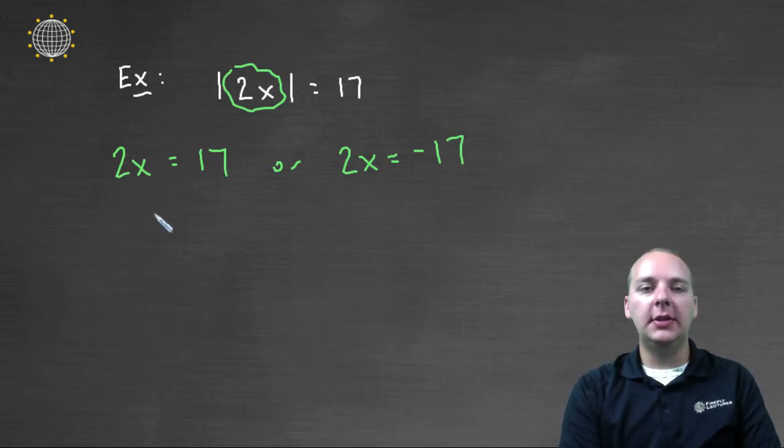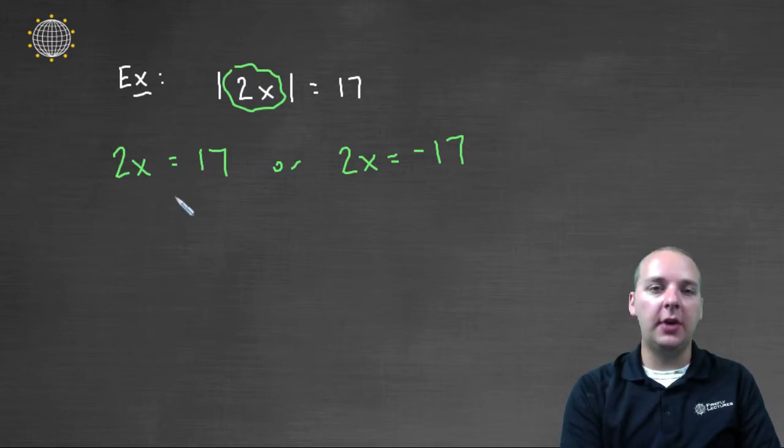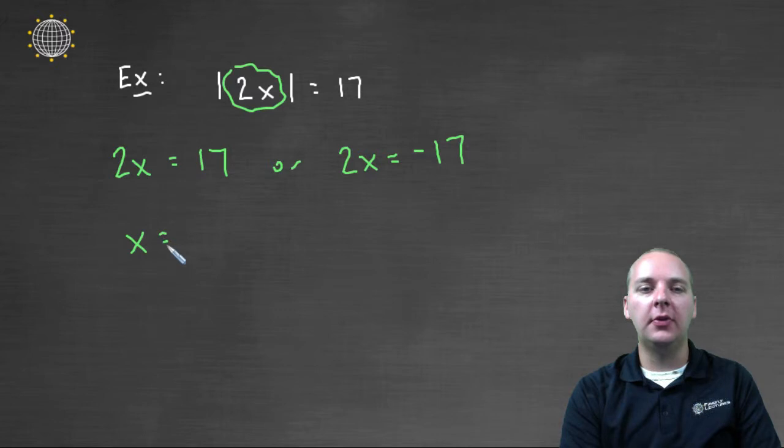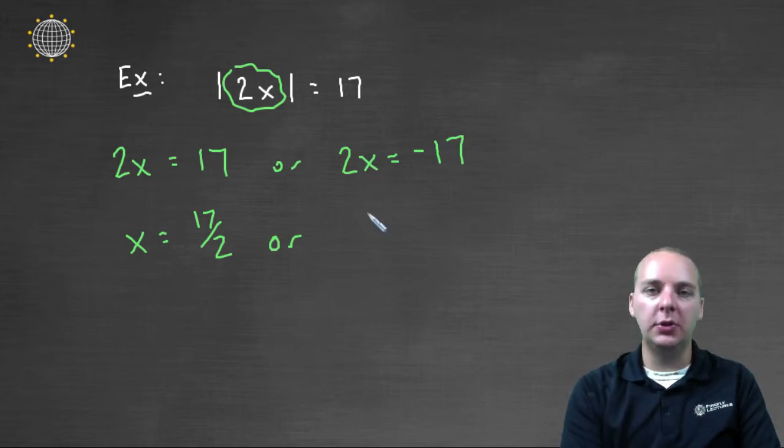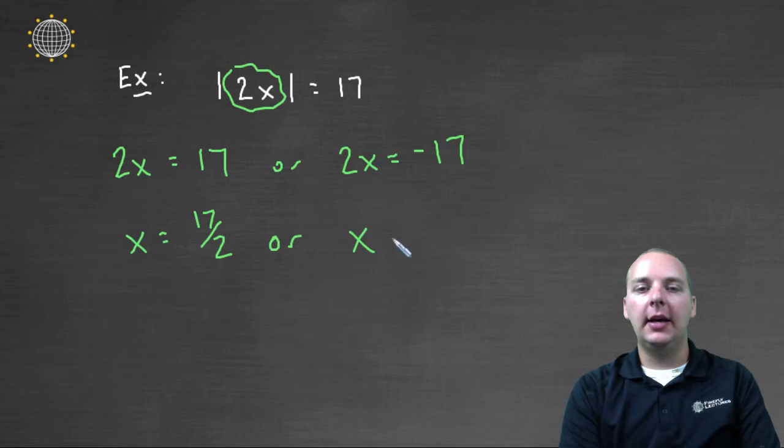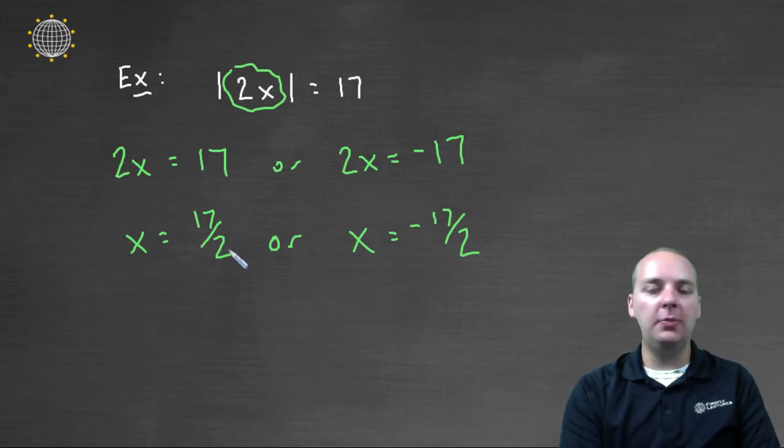So if 2x is equal to 17, well, this is a new equation that doesn't have absolute values, which makes it easier to solve. x would be 17 halves. And for the second equation, 2x equals -17, x would be -17 halves. The fact that this is a fraction is totally okay. You could write it as a decimal if you wanted to. It'd be 8.5 and -8.5, that's okay.